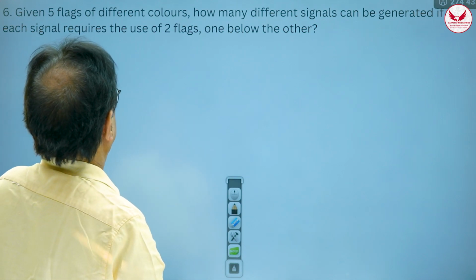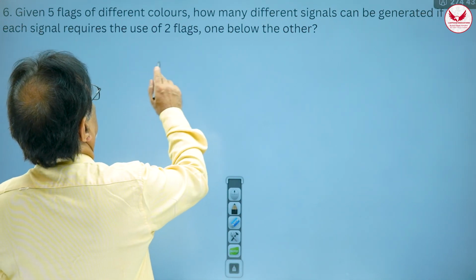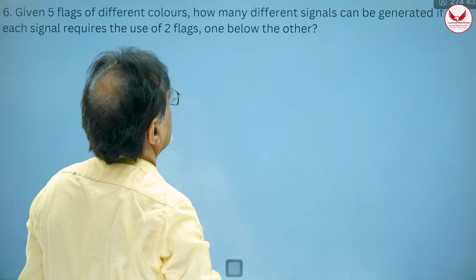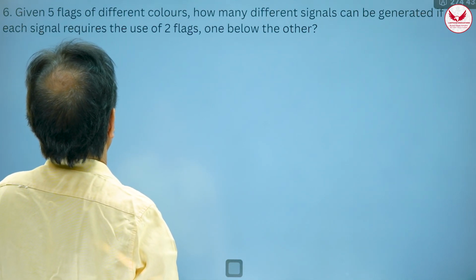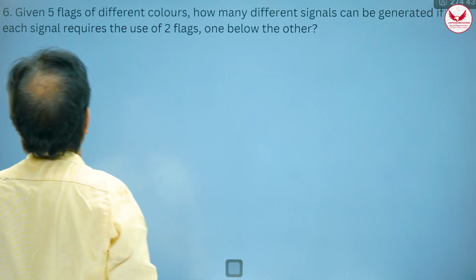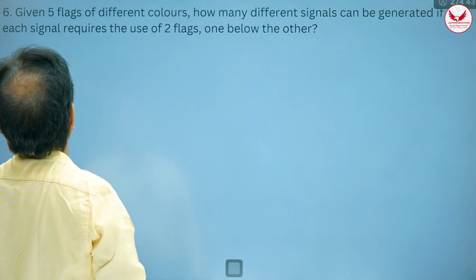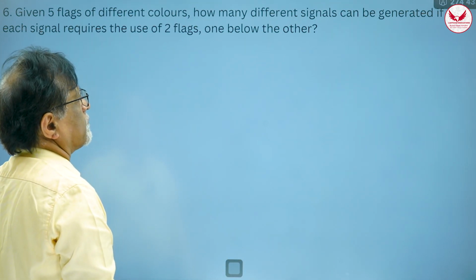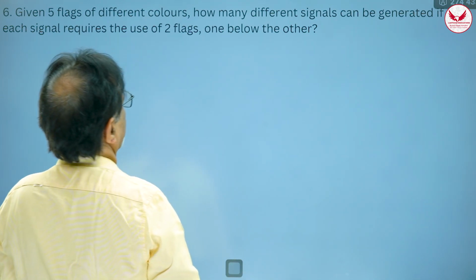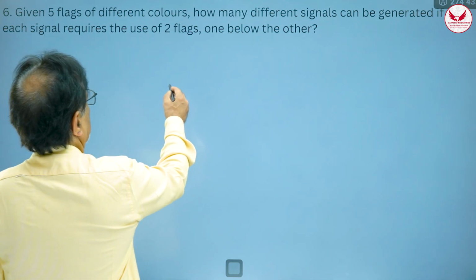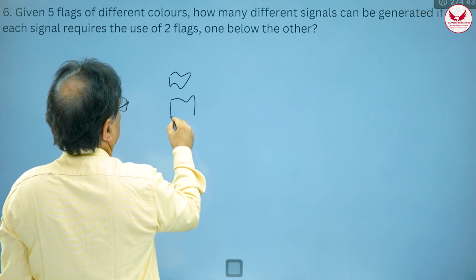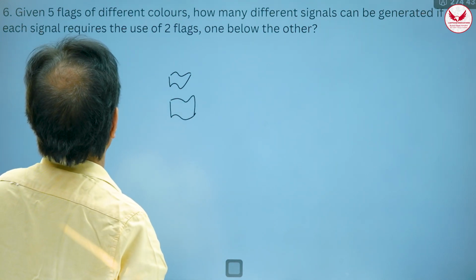Given 5 flags of different colors, how many different signals can be generated if each signal requires the use of 2 flags, one below the other? That means there is 1 flag here like this, and there is another flag down. So each signal requires 2 flags at a time.